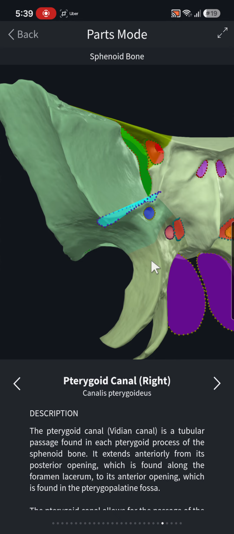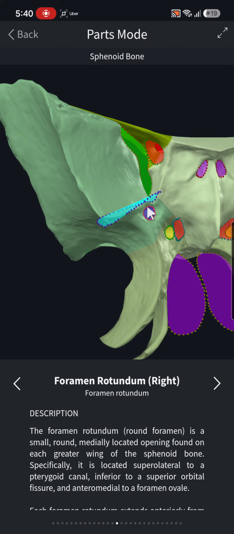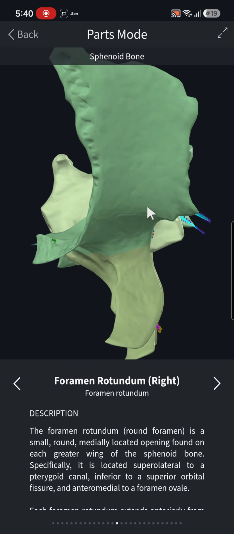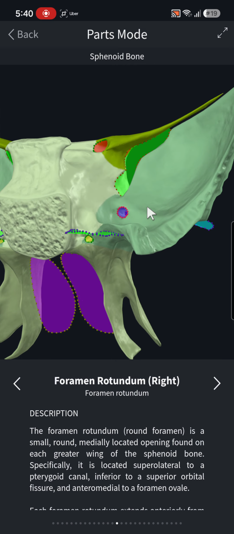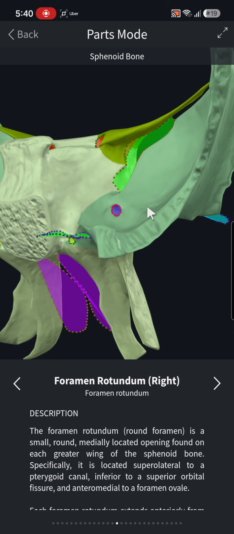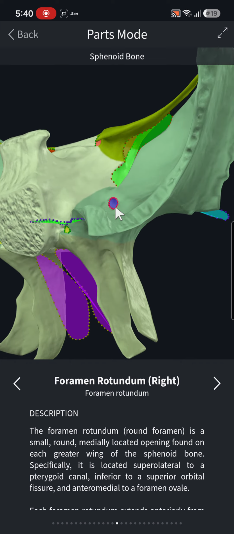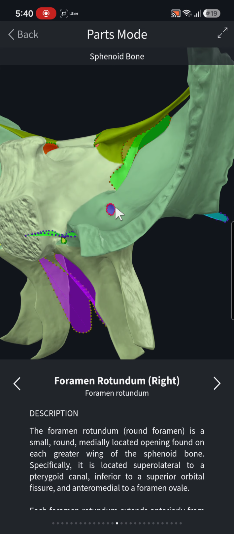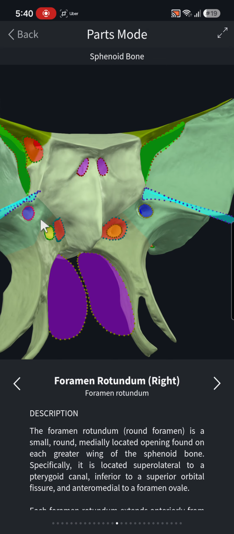The maxillary nerve enters the fossa through this foramen rotundum. The foramen rotundum also is an antero-posterior foramen. It has an anterior and a posterior opening, right? And the maxillary nerve will enter the fossa through the foramen rotundum.